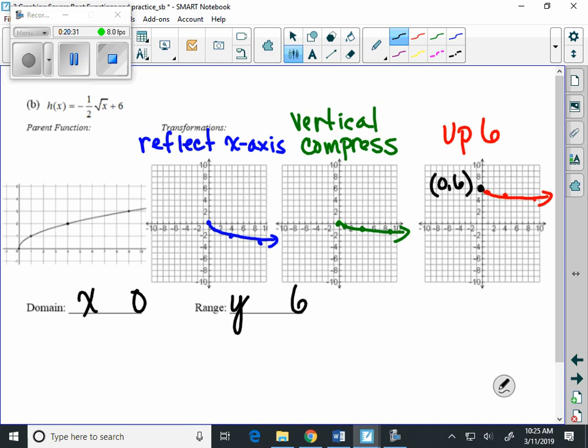When we look at the x values here, we're going to the right, which means that we're going to have x's greater than or equal to 0 for our domain. But for a range, all of those values, especially in red, are below the value of 6. So this is going to be y is less than or equal to 6.